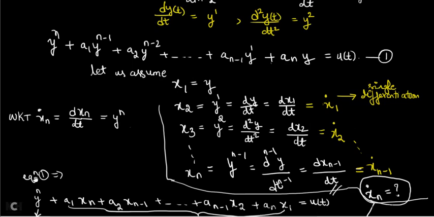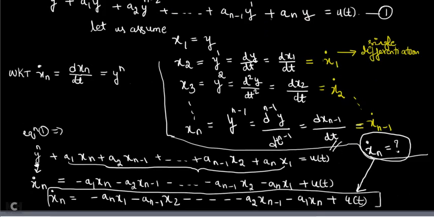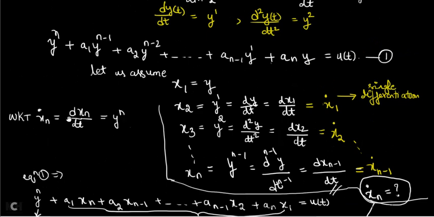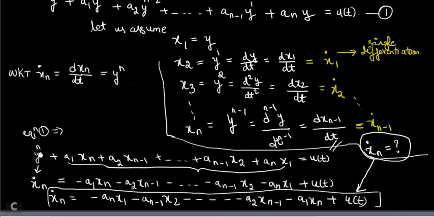So I am converting my equation 1. Wherever y is there, I am converting that to x as per my assumptions. But keep the first y power n as it is. Now what is the first y power n? This first y power n is nothing but xn dot. That I will substitute now. Y power n is nothing but xn dot is equal to.